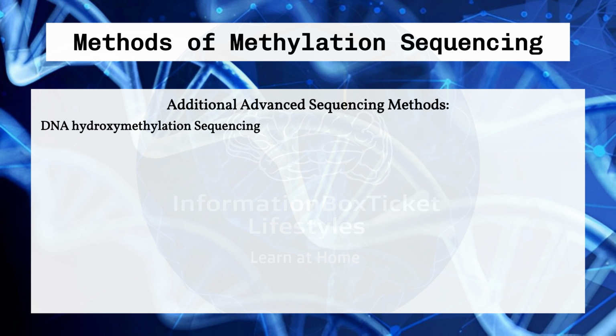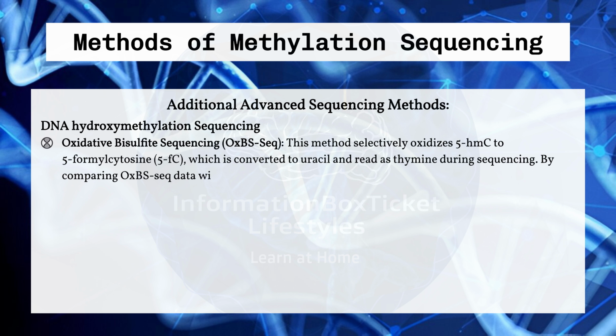DNA hydroxymethylation sequencing. Oxidative bisulfite sequencing, OxBS-seq. This method selectively oxidizes 5-hydroxymethylcytosine to 5-formylcytosine, which is converted to uracil and read as thymine during sequencing. By comparing OxBS-seq data with conventional bisulfite sequencing, 5-methyl-C and 5-hydroxymethyl-C can be differentiated.